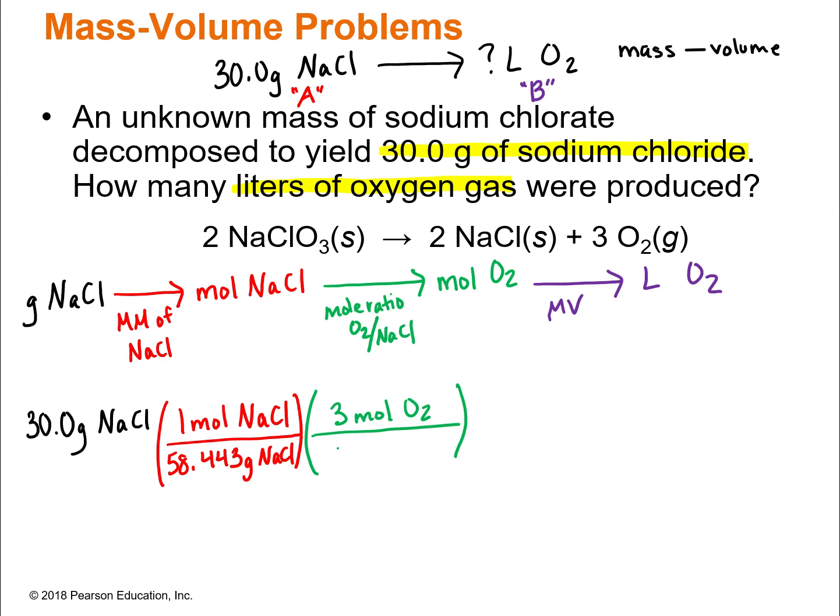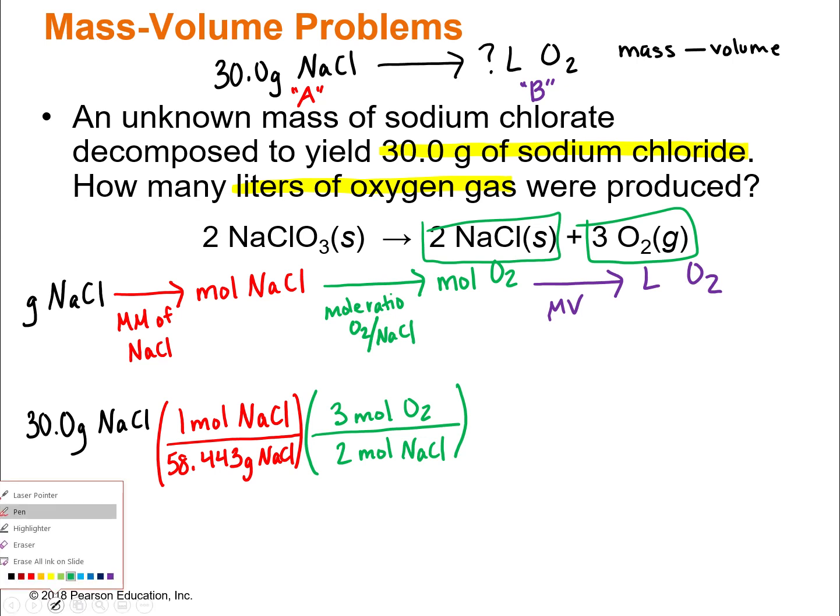Our mole ratio, B is oxygen gas, and that goes on top. And we get these from the balanced chemical equation. On your homework, you may have to balance an equation first and then use it to do stoichiometry. All the problems that we've done so far, you've had a balanced equation, but that may not always be the case.